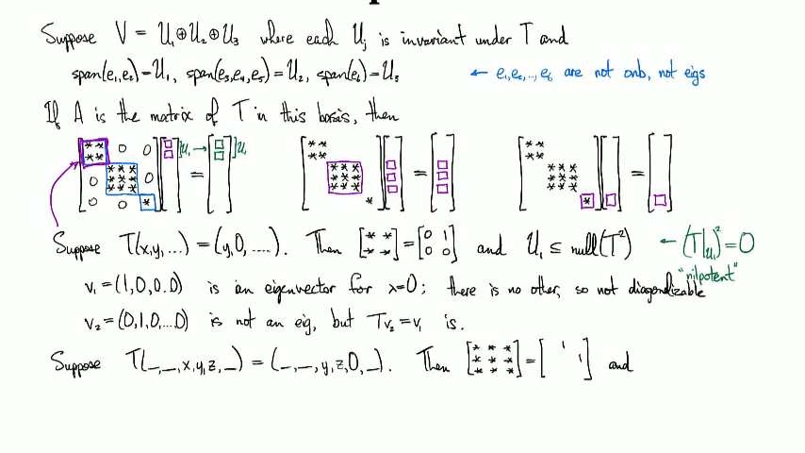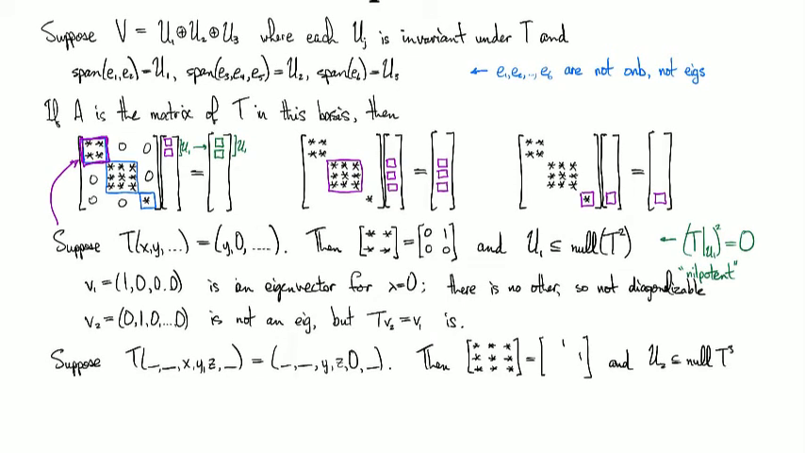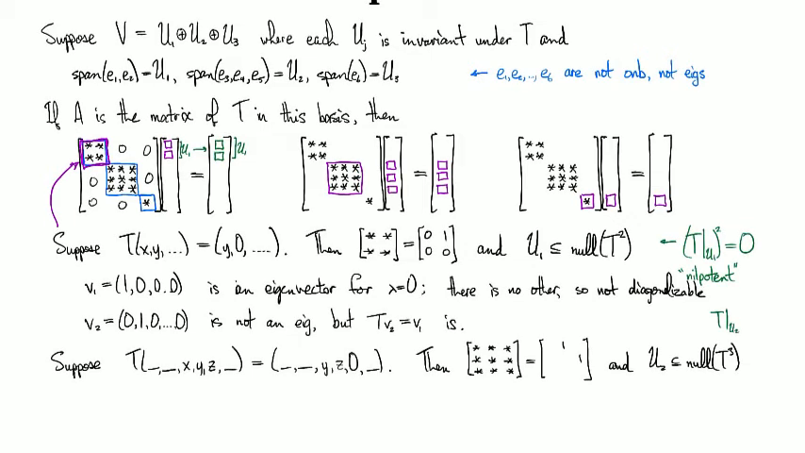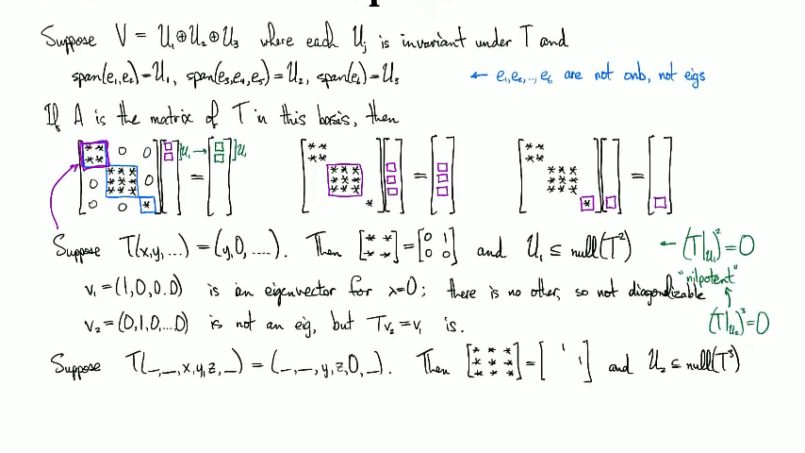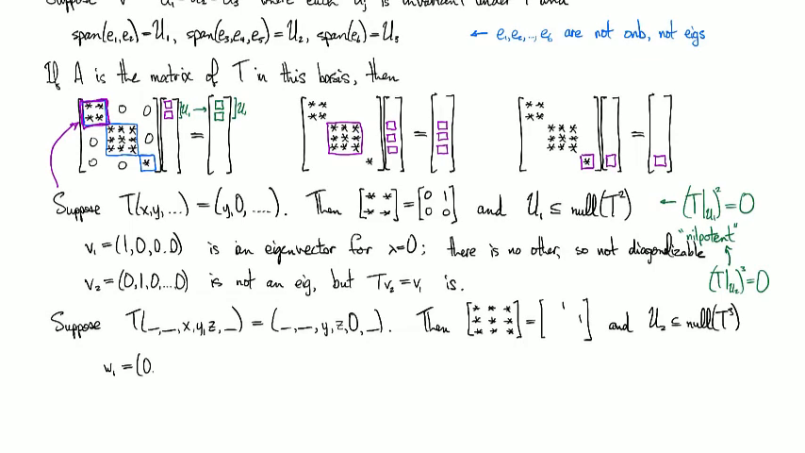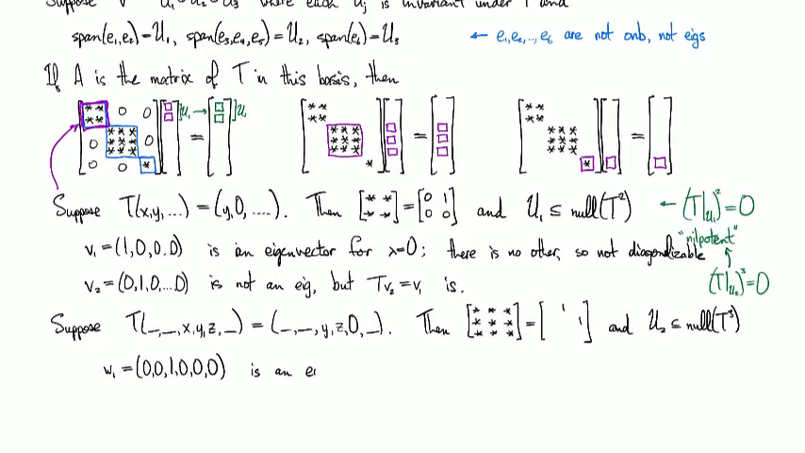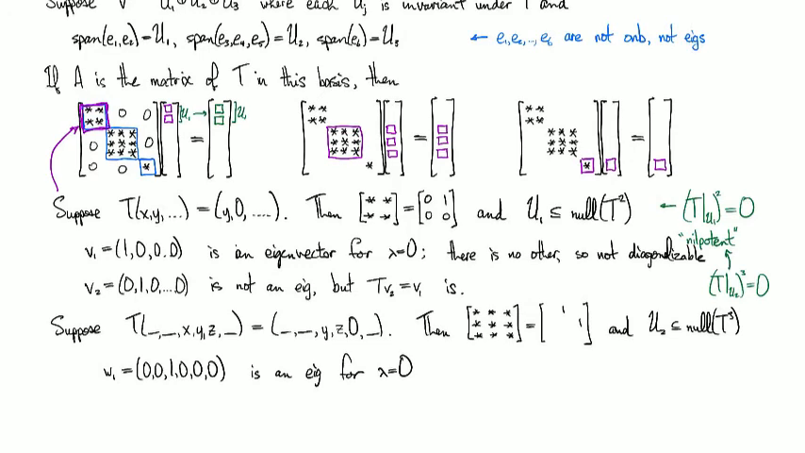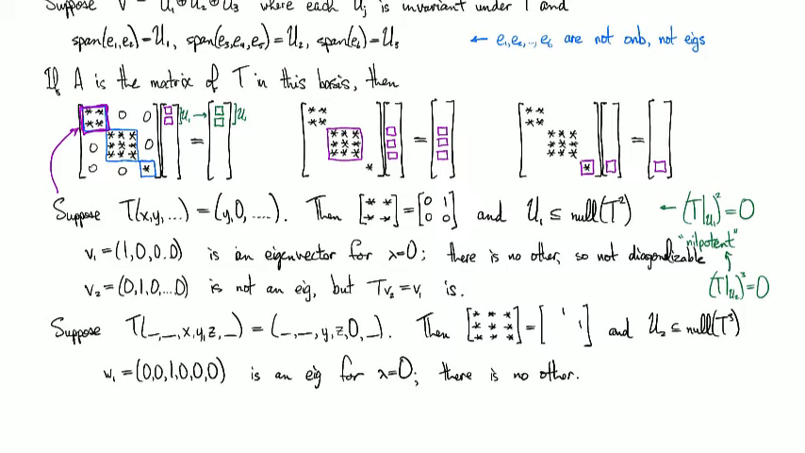Okay. And we have that U2 is in the null space of T cubed. Or, putting it in other terms again, if we look at T restricted to U2 and cube it, we get 0. So it's also nilpotent. Alright, and so then we have W1, so this might be (0, 0, 1, 0, 0, 0). So that's an eigenvector for lambda equals 0. But there is no other eigenvector.